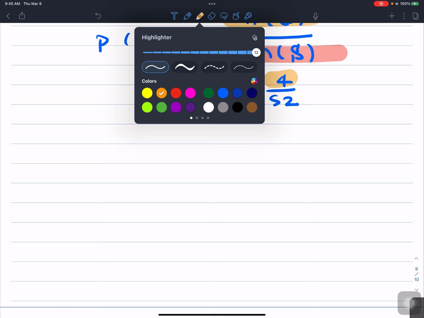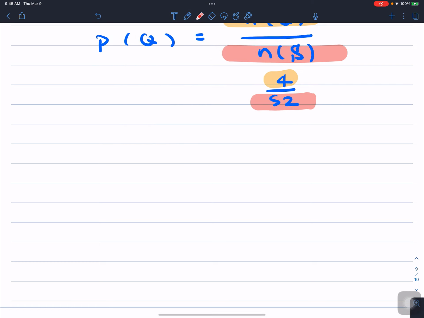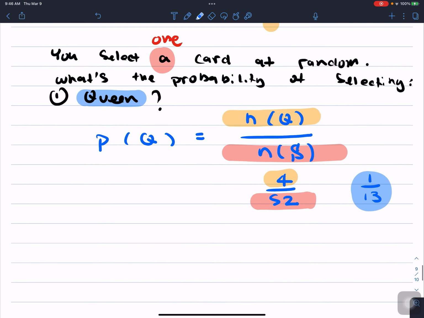4 out of what? What does that reduce to? That's 1 out of 13, ladies and gentlemen. Do you have to reduce your fractions? Yes, ladies and gentlemen. So there you go. That's a probability question from a standard deck of cards. Jeez. What do you think?